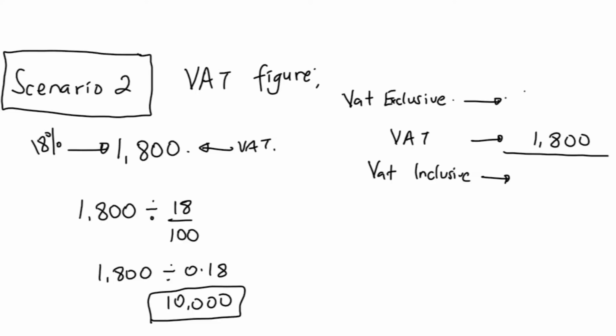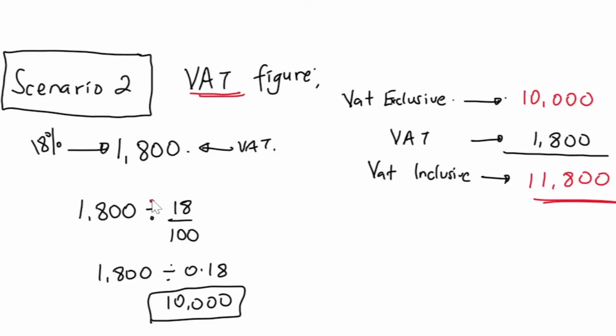So we've gotten that. It is the 10,000 we are going to put here. And of course, after getting that 10,000, when you add the two, you end up with 11,800. So that is the second scenario. When you only have the VAT figure, you're going to work backwards like that.